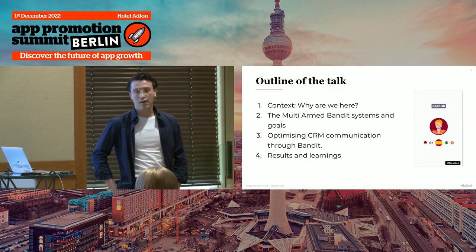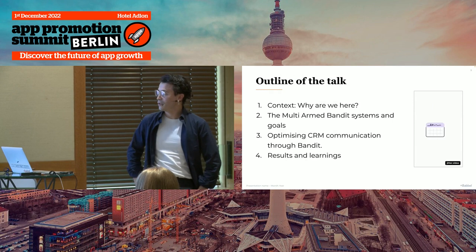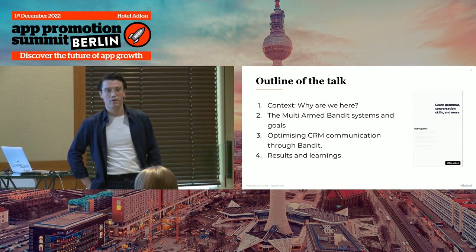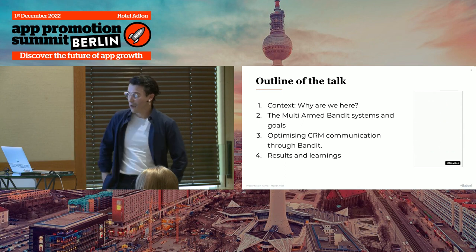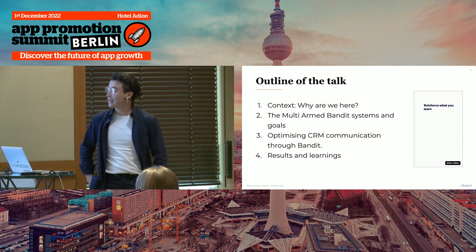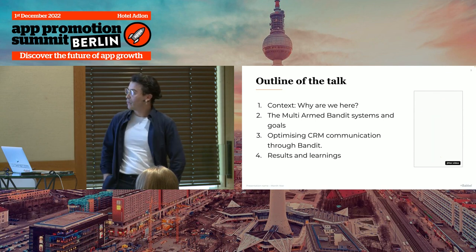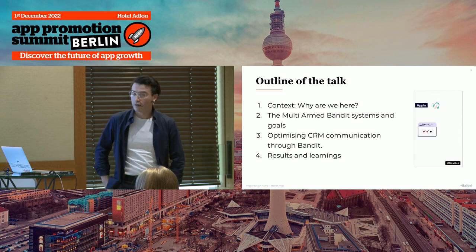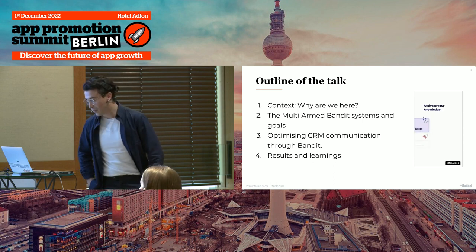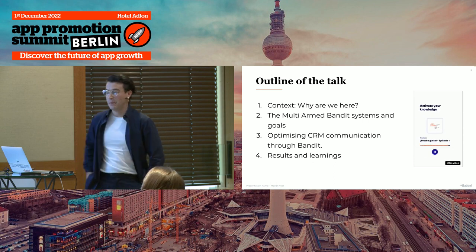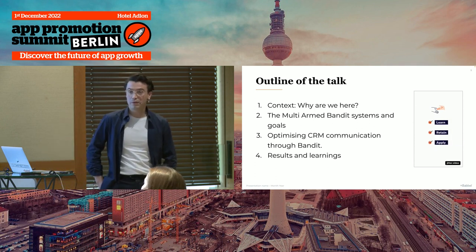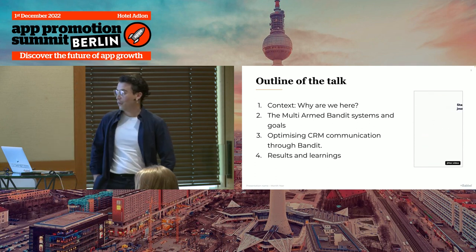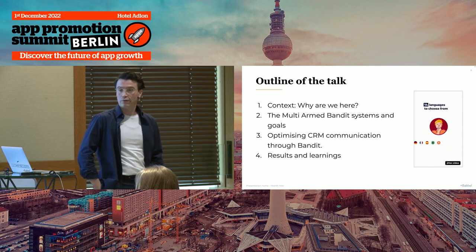For the outline of this talk, first, I'm going to start with the context of who Babbel is and our ecosystem a little bit, why we are here. The second part is the Multiarmed Bandit system and the goals, how we set it up. The third part is going to be the communication of the CRM and how we use this really nice tool. And we finish with results and learnings.